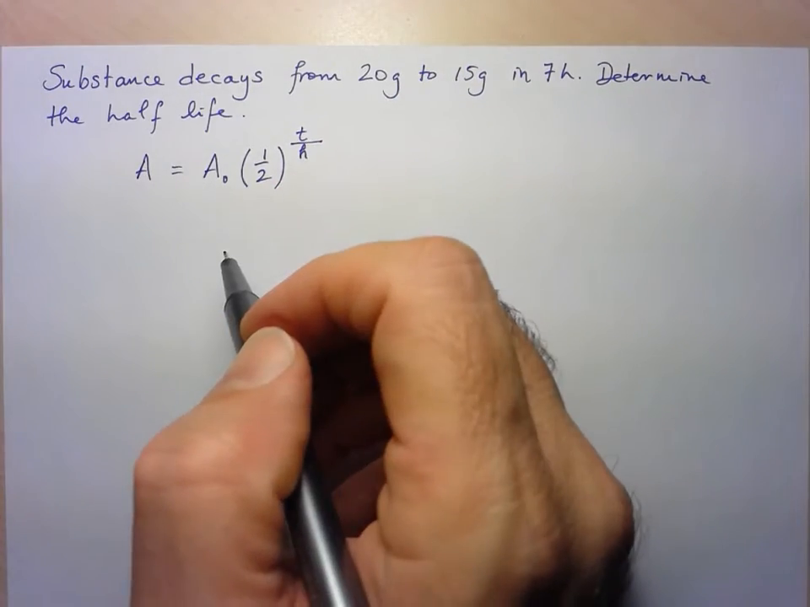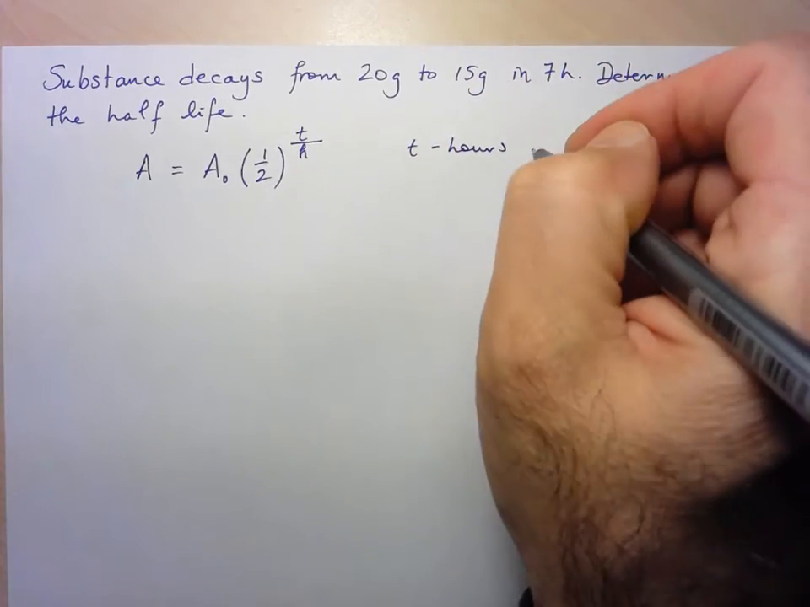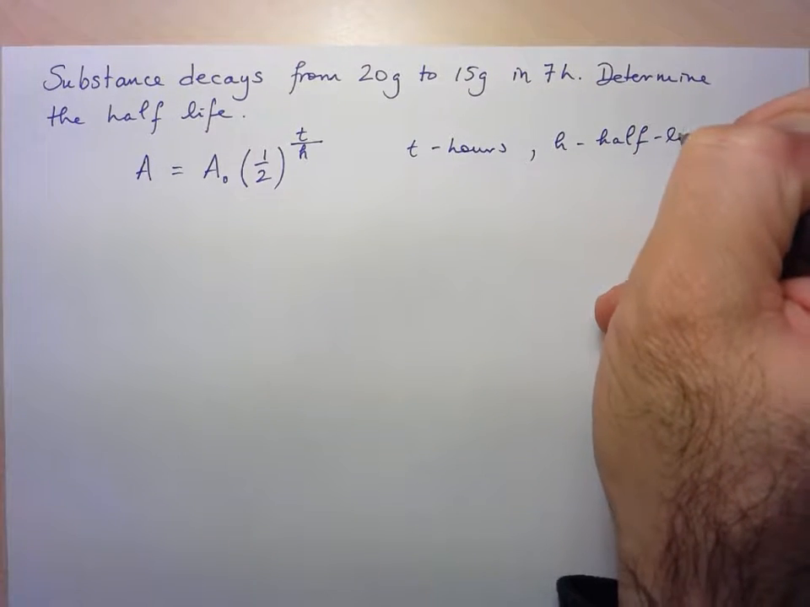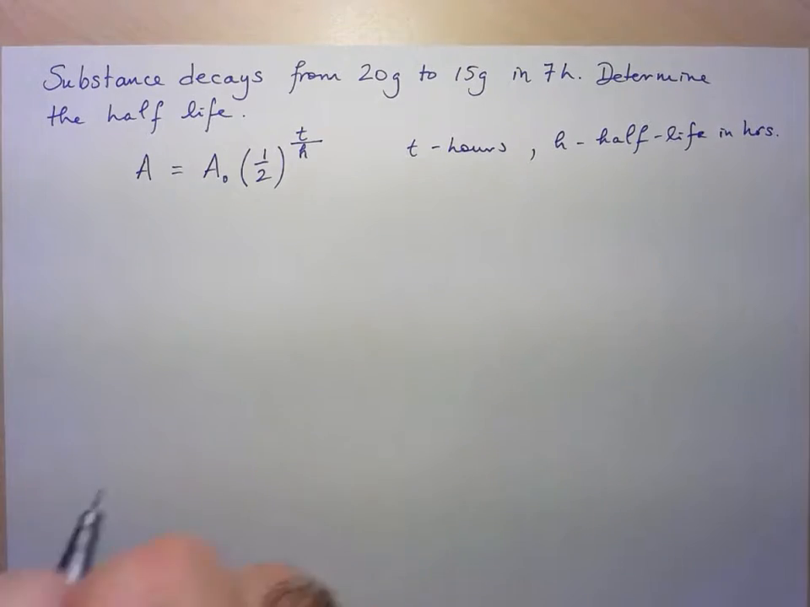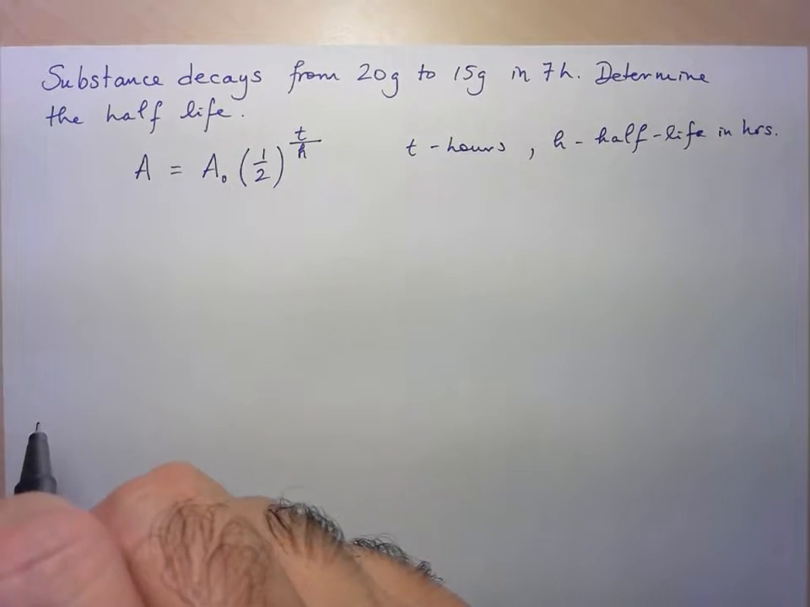So we'll use H for half-life. Here T is in hours, and H is the half-life, also in hours. Okay, so this is what we have to solve. We have to solve for H. So let's see the information that we're given.